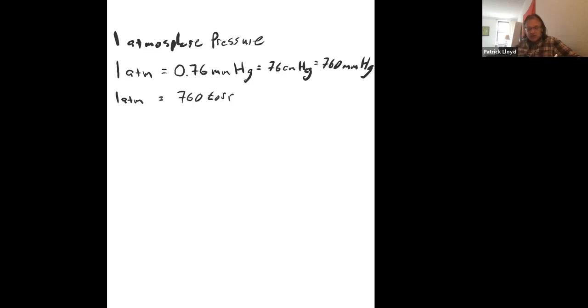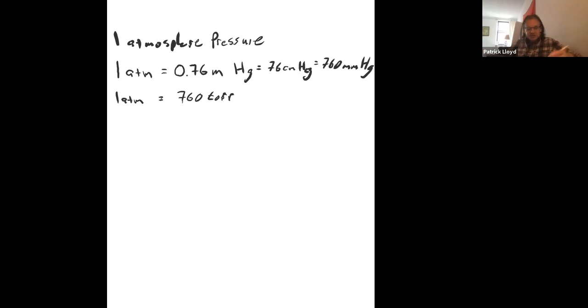So the tricky thing about gases is you're going to see all these units. They'll tell you the pressure is 750 torr, or 750 millimeters of mercury, or 0.75 meters of mercury. So you're going to see all these units in these problems, so you just have to make a little table for yourself. An atmosphere is 0.76 meters of mercury, which is 76 centimeters of mercury, which is 760 millimeters of mercury, which is the same as a torr. So 1 atmosphere is also 760 torr.